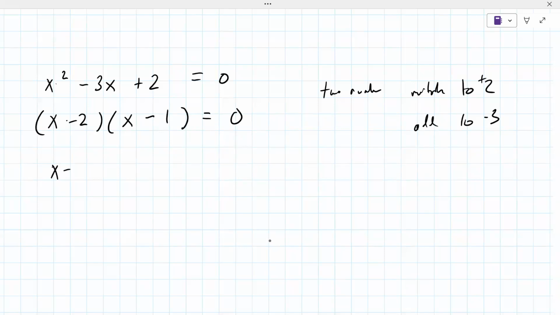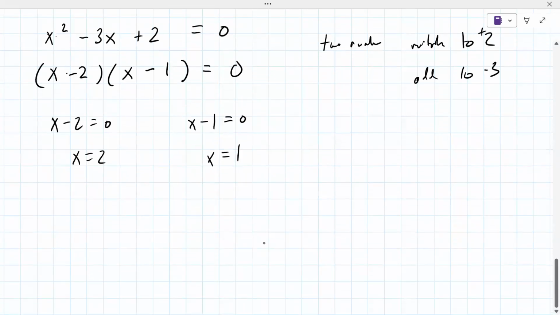So we know our answer here. x minus 2 equals 0, so x is 2, and x is 1. So we know our two solutions. All right, now let's do the whole quadratic thing.